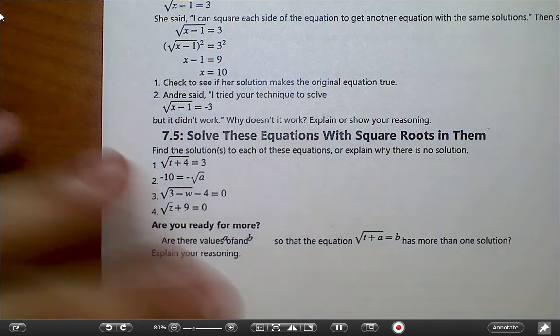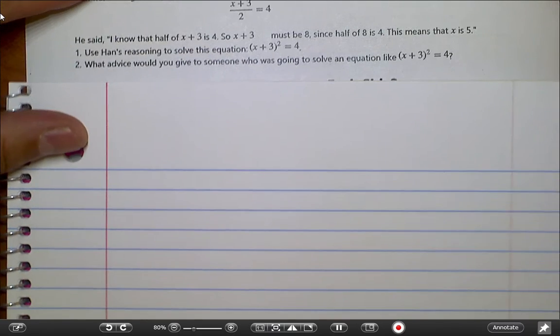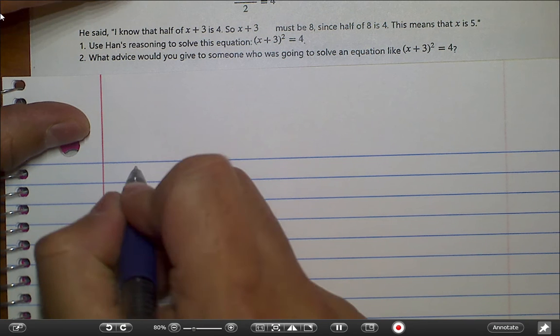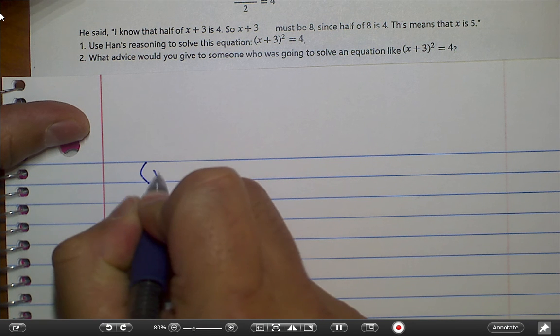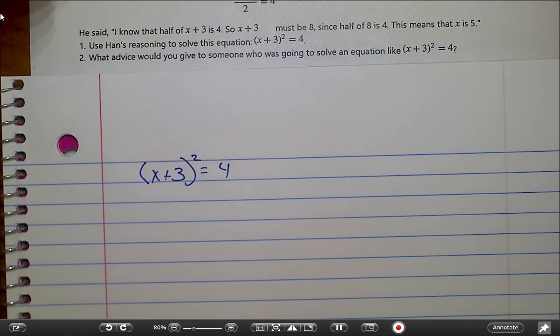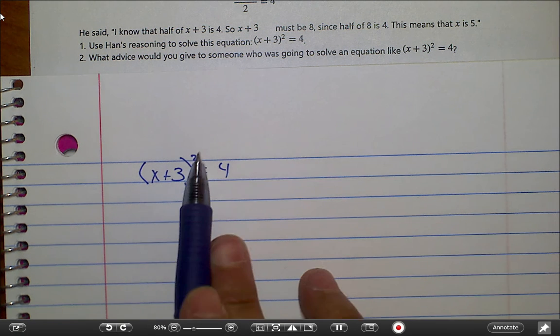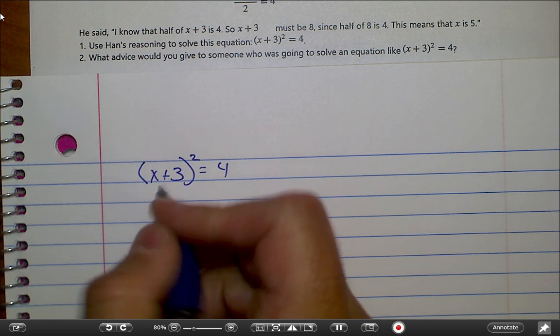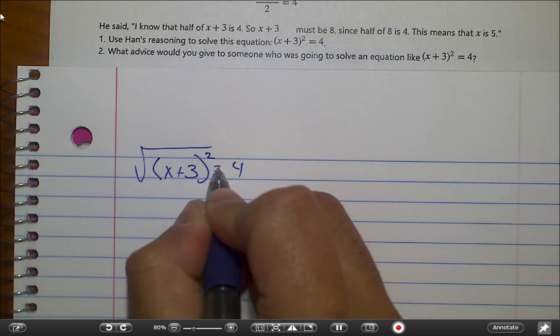Let's see. Oh yeah, here's the first one that I really don't like. Too many words. Let's just do some math. So I'm going to take this right here, which is going to be x plus 3 squared equals 4. So this is going to go on your line paper here. So how do you undo a square? Square root. So I'm going to square root both sides.